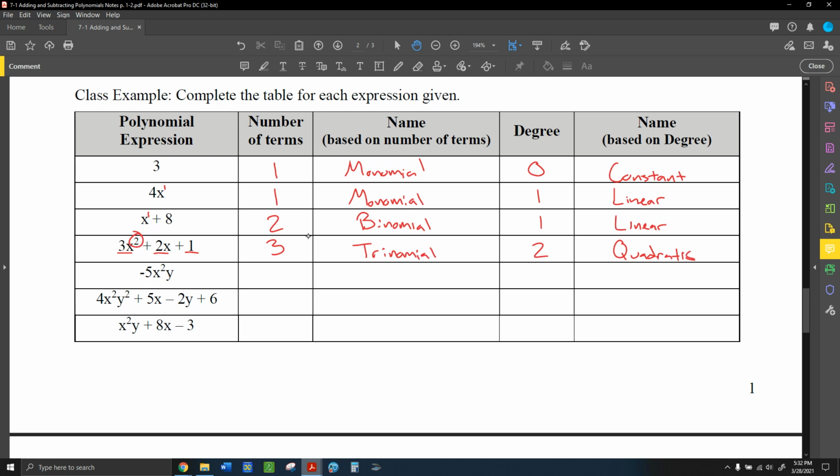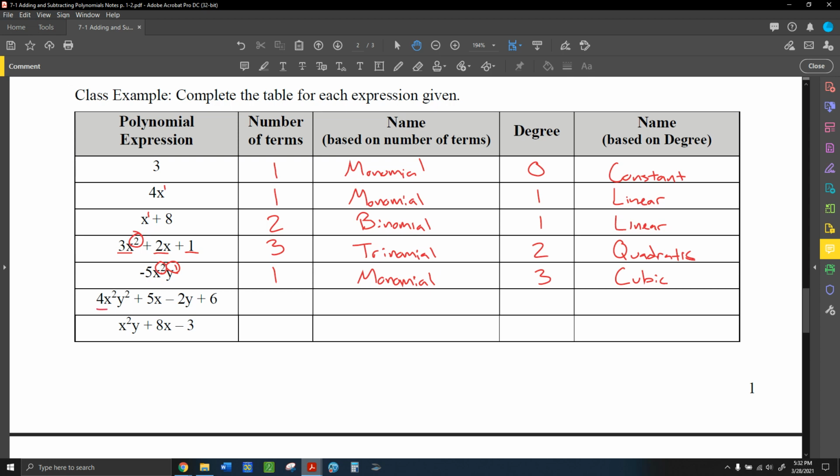Next up, number of terms. This is just a product of negative 5, x squared, and y. So this has one term. This is a monomial. The degree is the sum of all of the exponents. So we have x squared, or 2, and y to the first, 1. This has degree 3. And we know that a degree 3 monomial, or polynomial, is a cubic. So this is a cubic monomial.